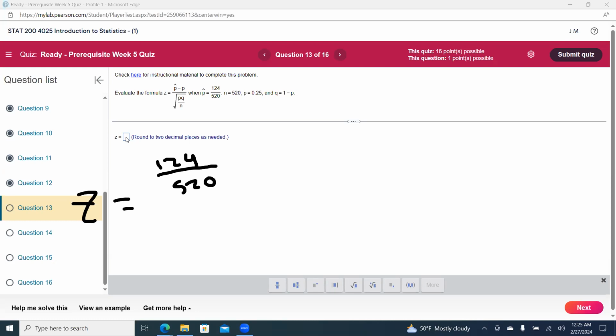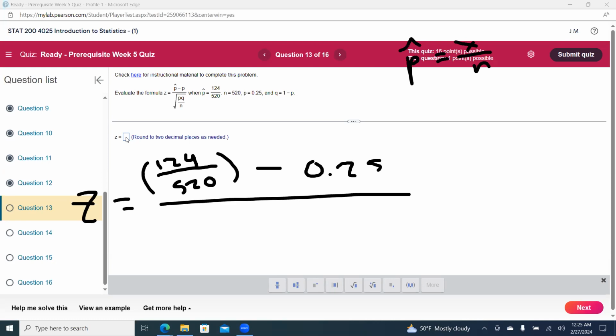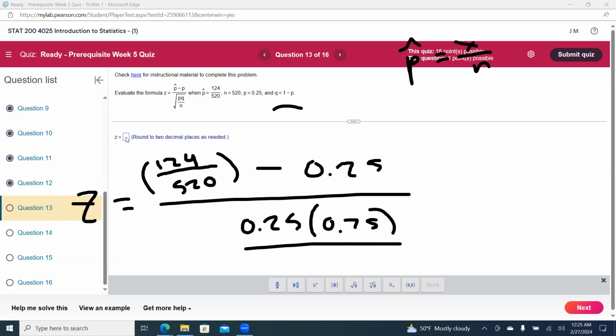So p hat is technically, remember, an x over n, where x is 124, n is 520. So q is just 1 minus p, they say there, but if p is 0.25, we don't always show the math. We know that q is 0.75. We're supposed to see the simplest thing where p plus q always equals 1.